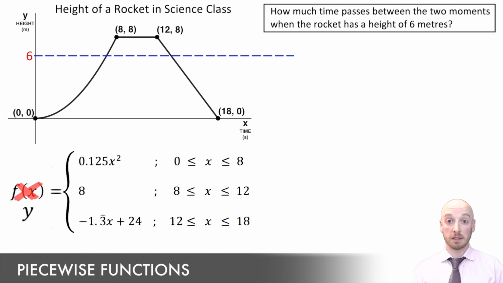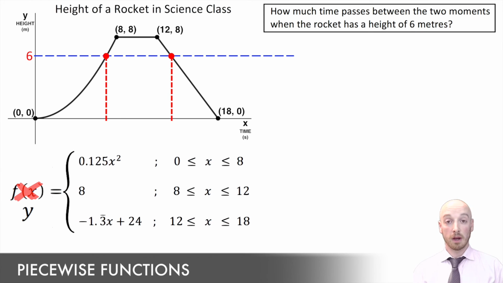Now, of course, this rocket's gonna pass 6 meters on its way up to its maximum height of 8 meters, and then it's gonna pass 6 meters again on its way down from its maximum height. Now, of course, the height of the rocket is measured on the y-axis. So all I need to do is, at the two points where it crosses 6 meters for a height, I'm gonna plug 6 in for y and solve for x.